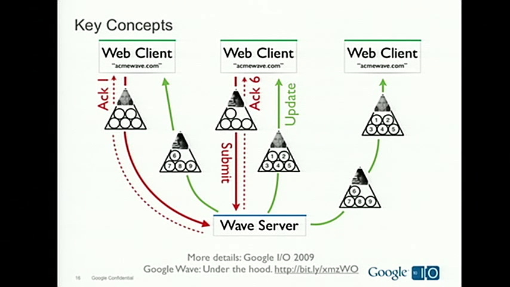Both clients and servers are responsible for doing operational transformation. And if you want to see more of the details of how the operational transformation and concurrency control works, there's a link here at the bottom of the slide to a talk that we published last year, which will go into the nitty-gritty detail. Hopefully that'll be interesting.